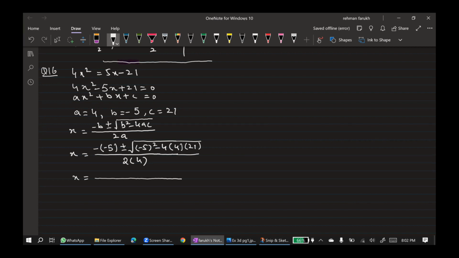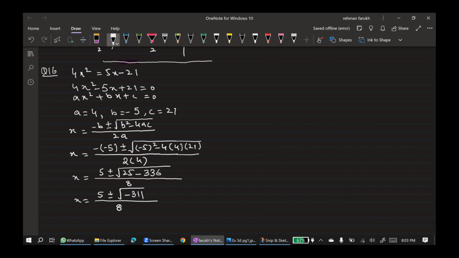X is equal to 5 plus minus under root 25 minus 16 into 21. 336, over 8. X is equal to 5 plus minus under root 336 minus 25... 311.